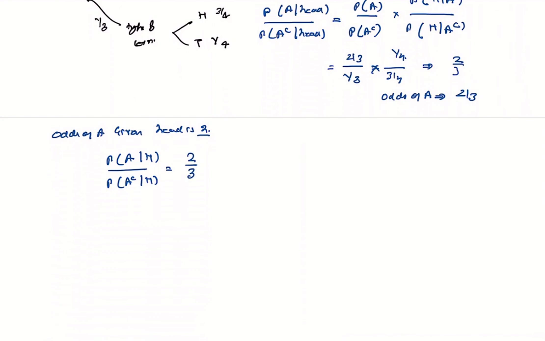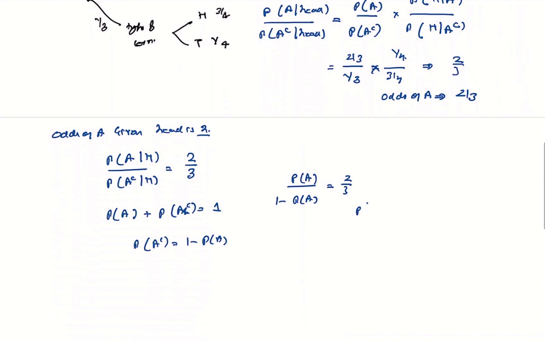But since there are only 2 coins, the probability of A plus the probability of A complement is going to be 1, or the probability of A complement is going to be 1 minus the probability of A. So the probability of A divided by 1 minus the probability of A is going to be 2 by 3, and you can solve this to get the probability of A to be 2 by 5.